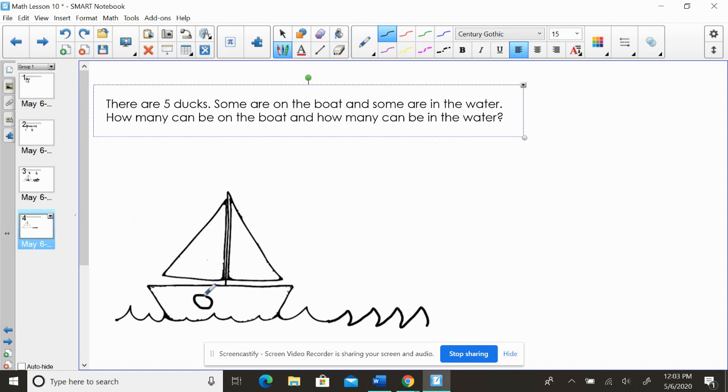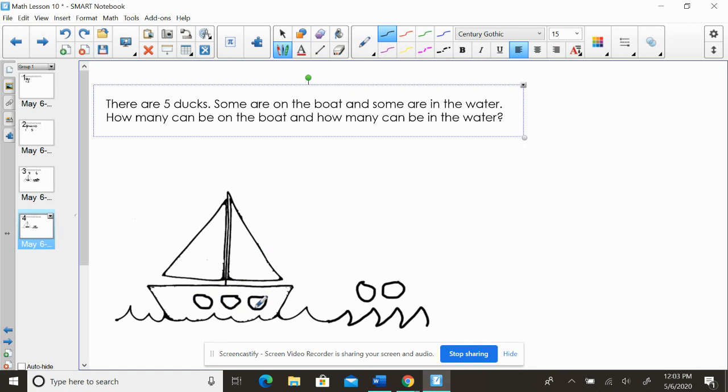1, 2, 3, 4, 5. So Miss Wicks never stopped counting, but I moved my pen over to the water to split up the 2 groups as I was counting. Let's make sure we have 5 ducks total. 1, 2, 3, 4, 5.